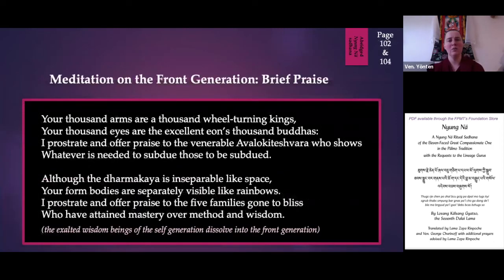Your thousand arms are 1,000 wheel-turning kings. Your 1,000 eyes are the excellent eons, 1,000 Buddhas. I prostrate and offer praise to the Venerable Avalokiteshvara, who shows whatever is needed to subdue those to be subdued. Although the Dharmakaya is inseparable like space, your form bodies are separately visible like rainbows. I prostrate and offer praise to the five families gone to bliss, who have attained mastery over method and wisdom.